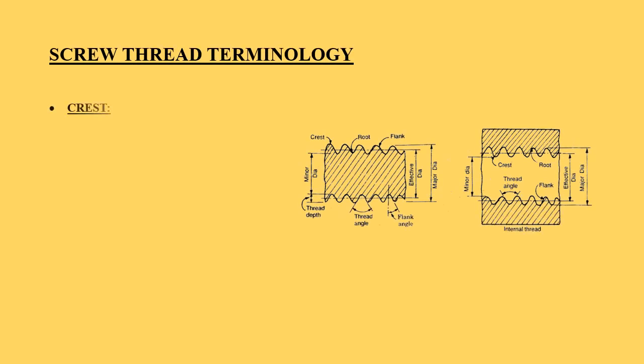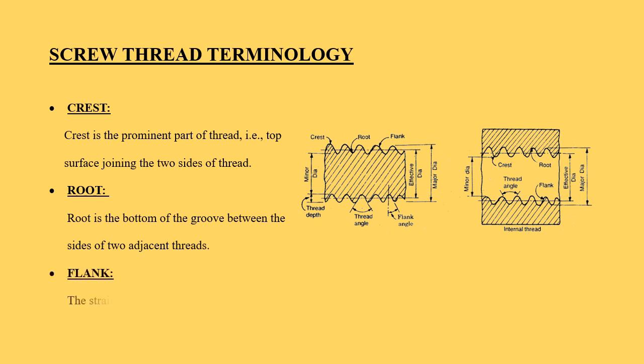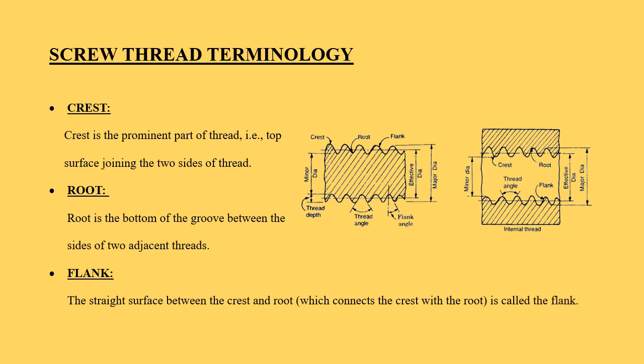In screw thread terminology, crest is the top portion joining the two sides of the thread, and it is the prominent part of the thread. Root is the bottom of the groove between the sides of the two adjacent threads, and flank is the straight surface between the crest and the root, which connects the crest with the root.